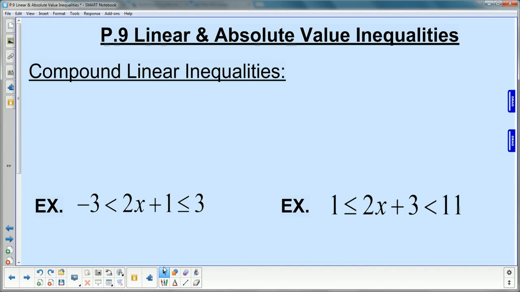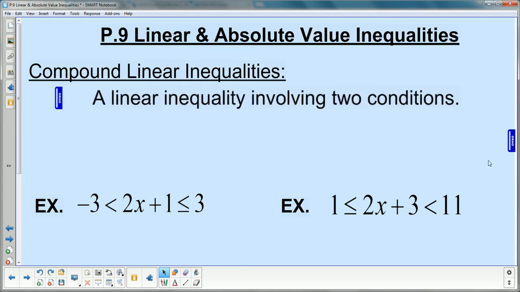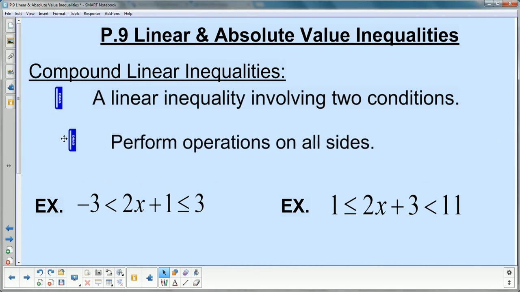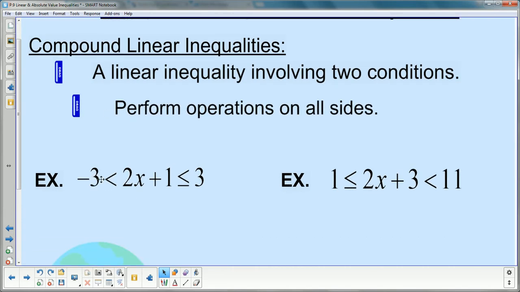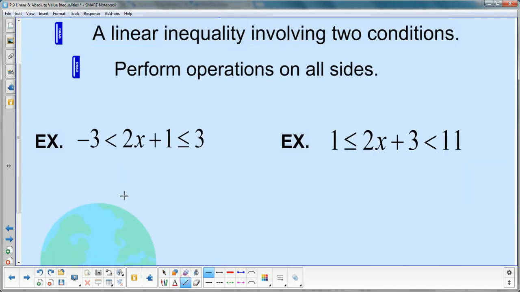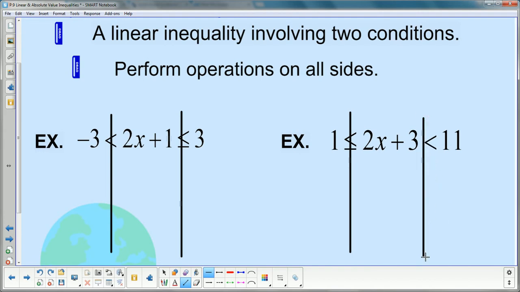Then we're going to have what are called compound linear inequalities, and these are going to be inequalities that have two conditions, and that means that there's an AND or an OR statement. We perform operations on all sides, meaning there's 1, 2, 3 sides. So thinking about it like an equation, if we draw a line down our equal sign, now we need to think about having multiple lines, and we could have this one as well. Now both the examples that I have here are compound AND inequalities, meaning it has to satisfy both conditions at once.